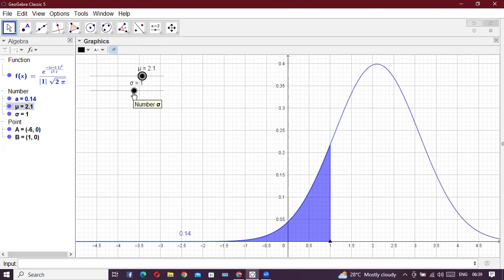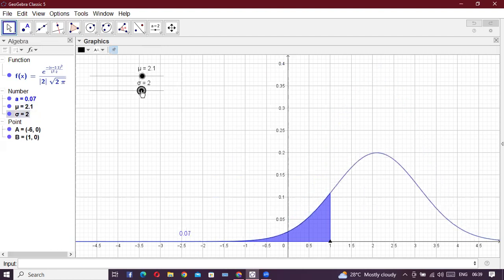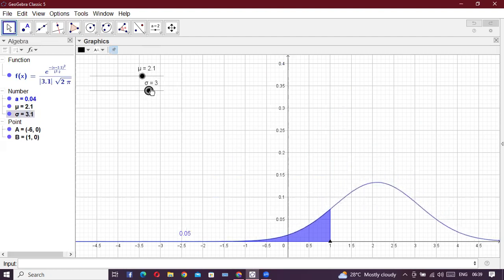Then the standard deviation determines the spread of the distribution, how spread out the distribution is. If I move my standard deviation to much higher values, the graph comes down. It's getting flatter and flatter. But the thing is that it will never touch the x-axis. It can never touch the x-axis. That's what we call the horizontal asymptote, because it can get larger and larger, but it can never touch the x-axis.